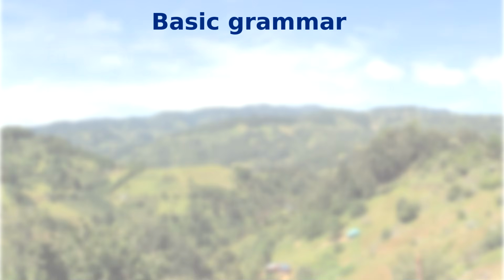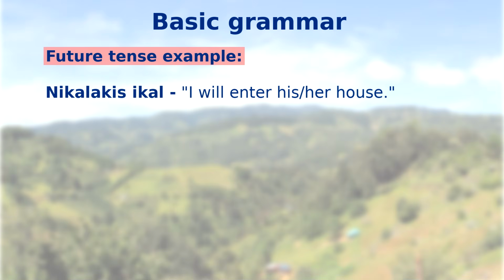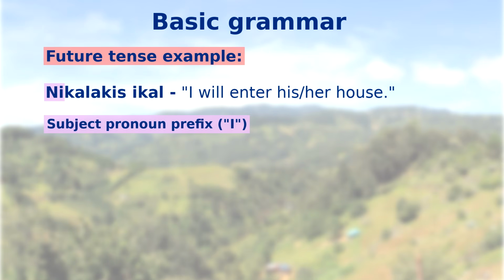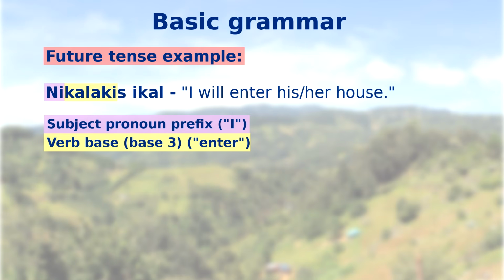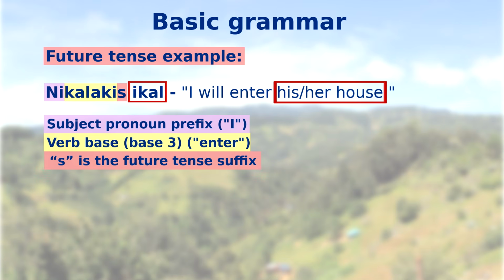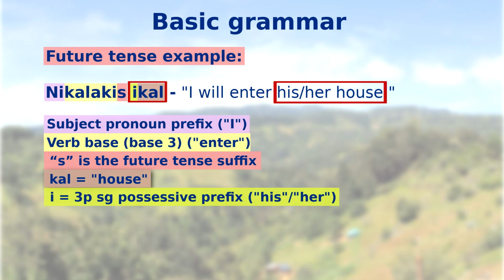Let's look at a different sentence in the future tense. Nikalakis ikal. This means I will enter his house or her house. Again, we see the subject pronoun prefix, and here is the verb base, and here the suffix s is the future tense suffix. Ikal. Means his house or her house. Kal means house, and I is the third person singular possessive prefix.